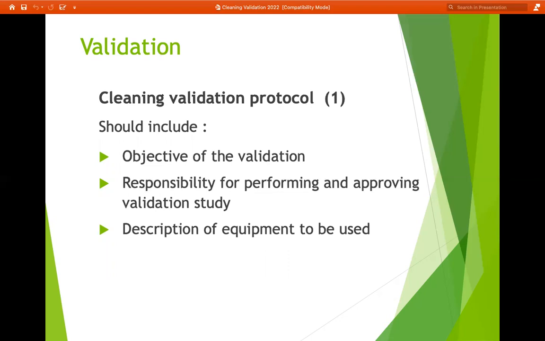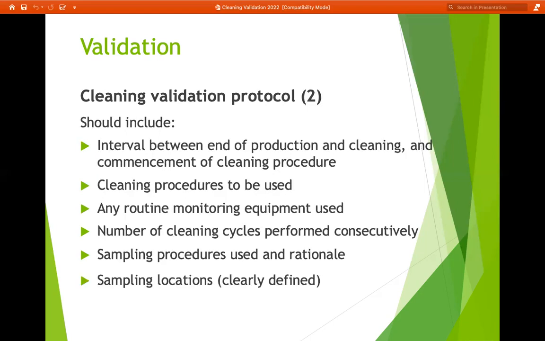The cleaning validation protocol should include the objective of the validation, responsibility for performing and approving validation studies, and description of the equipment to be used, meaning contact parts and non-contact parts to be categorized in the protocol itself. It should include the interval between the end of production and commencement of the cleaning procedure, and the cleaning procedure to be used.